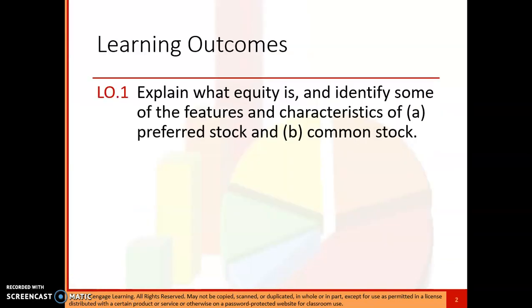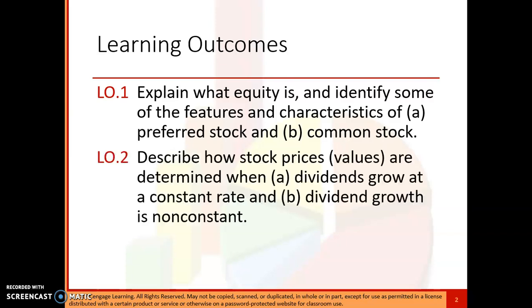So we're going to talk about what equity actually is, identify the features, and the two basic types are preferred stock and common stock, and we'll go through them in detail. As I mentioned before, we're going to talk about how stock prices are determined. We'll start with valuing stocks with dividends that grow at a constant rate. And then we'll have a non-constant rate.